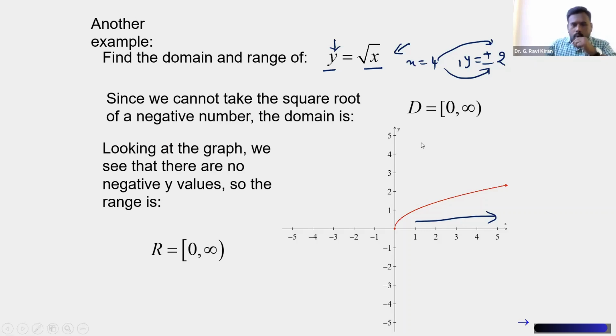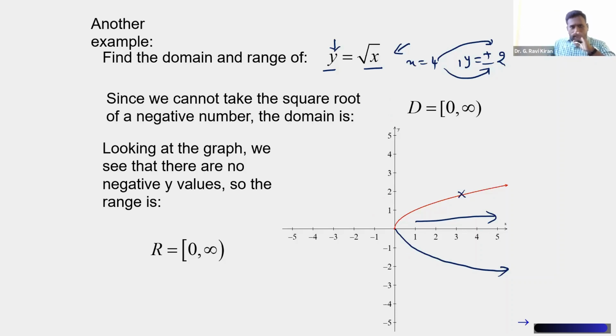By chance, if you take only negative numbers, then you will get a graph something like this, which is below the x-axis. Then you cannot take both. You can take either only positive numbers or only negative numbers. So that's how you can find the domain and range of this function.